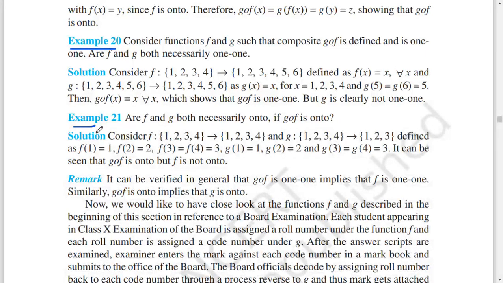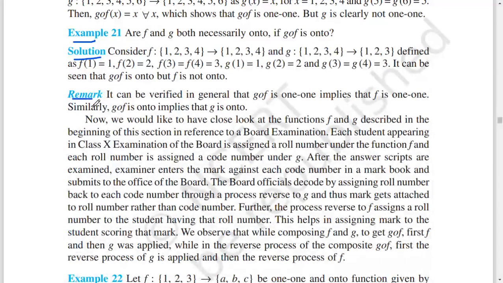Example 21: Are f and g both necessarily onto, if g∘f is onto? Solution: Consider f: {1, 2, 3, 4} → {1, 2, 3, 4} and g: {1, 2, 3, 4} → {1, 2, 3} defined as f(1) = 1, f(2) = 2, f(3) = f(4) = 3, g(1) = 1, g(2) = 2 and g(3) = g(4) = 3. It can be seen that g∘f is onto but f is not onto.